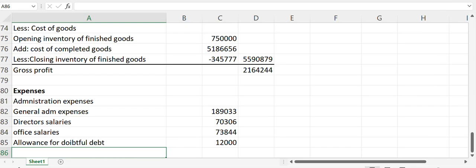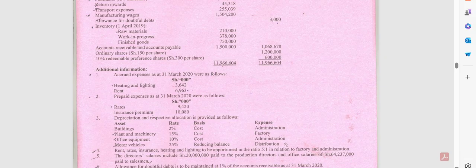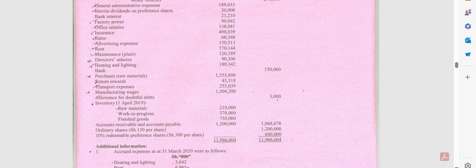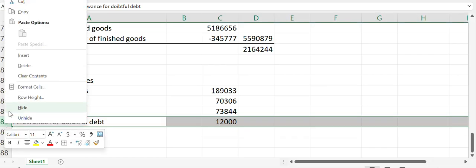Wait, heating, lighting, advertising we are not yet done. So advertising expenses, we are going to record that under selling and distribution. So bank, this one is an overdraft, purchases, return inwards, transport expense, let us record that under distribution, wages, allowance for doubtful debt. Even for allowance for doubtful debt, let us remove it under admin.